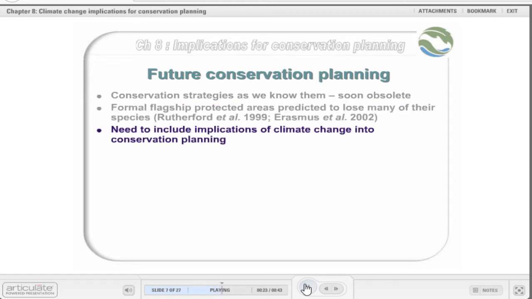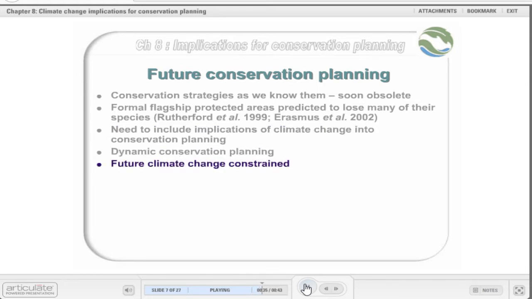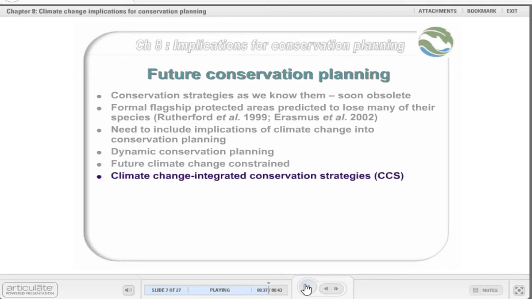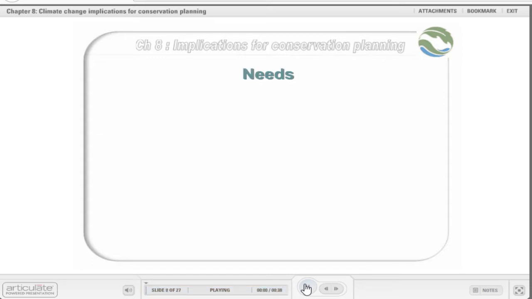There is thus an urgent need to include the implications of climate change into conservation planning, and ensure that conservation planning becomes dynamic. Most importantly, it must include the constraints of future climate change. These novel conservation strategies have been termed Climate Change Integrated Strategies, or CCS for short. So what is needed for these strategies to work?